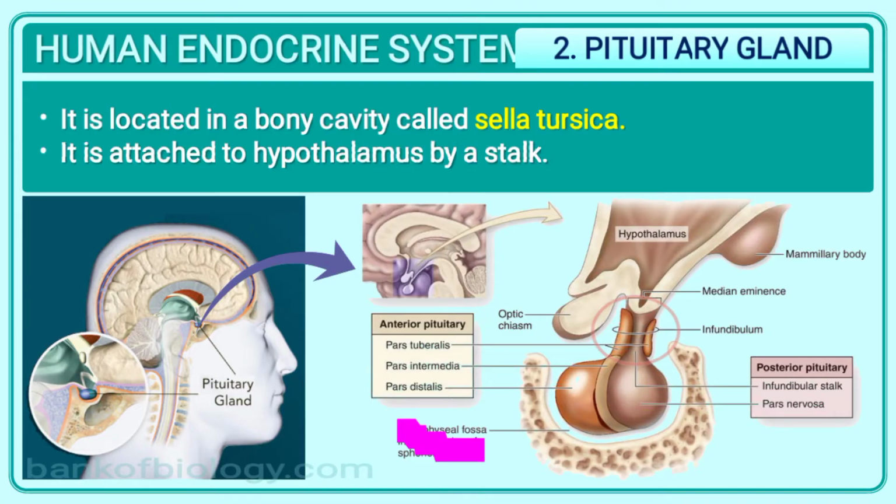If we talk about pituitary gland, it is located in a bone cavity called sella turcica. It is attached to hypothalamus by a stalk. This stalk connects these two parts together, and this area is also called infundibulum. That is marked under the red line, red area.